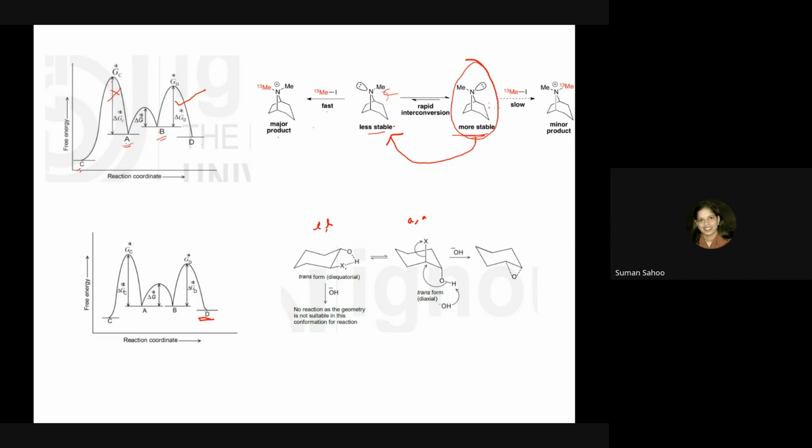In the case of your diequatorial form, although they are both equally probable, the reaction is not easy here, because this is an elimination reaction. It needs an anti-periplanar geometry, which is possible in this case, but not an epoxidation.